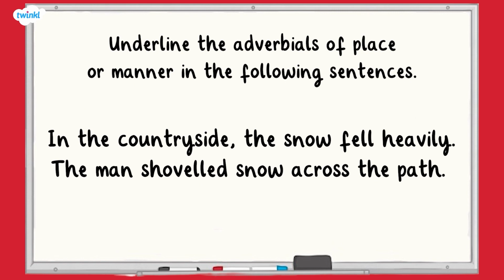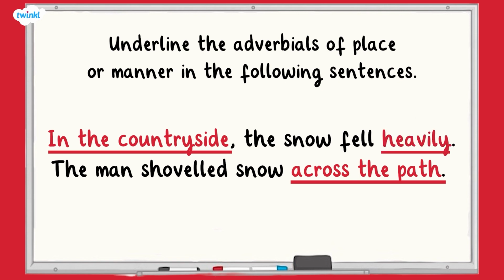Firstly, let's look for the adverbials of place, which tell us where something happened. They are in the countryside and across the path. Now let's look for any adverbials of manner. Heavily tells us how something happened. In total, there were 3 adverbials of place or manner in the sentences. Hooray! Now let's look at the next question.